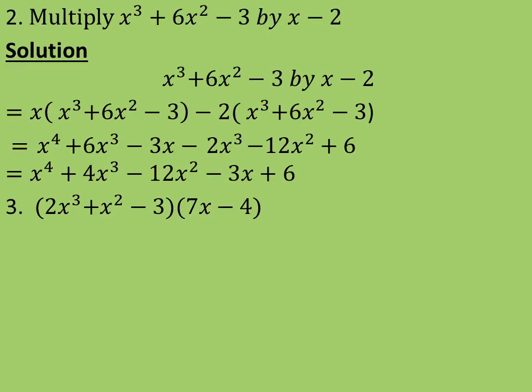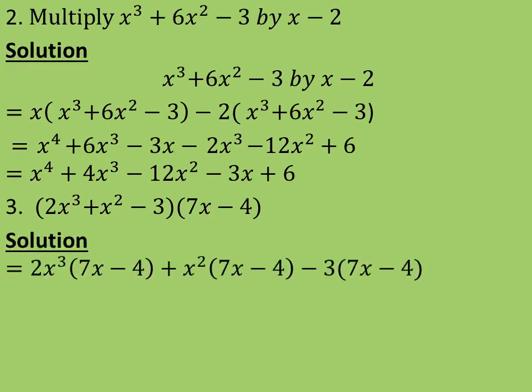Here I take 2x raised to power 3 plus x squared minus 3 as my expression. So what I'm going to do is multiply each term of that expression by the other expression. That is 2x raised to power 3 into brackets 7x minus 4, plus x raised to power 2 into brackets 7x minus 4. Minus 3 is our constant term, so we have minus 3 into brackets 7x minus 4.